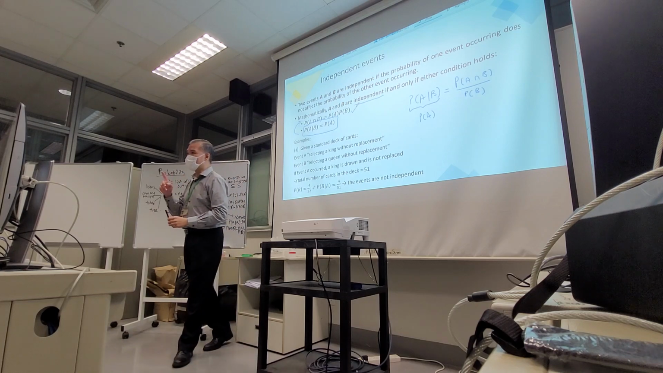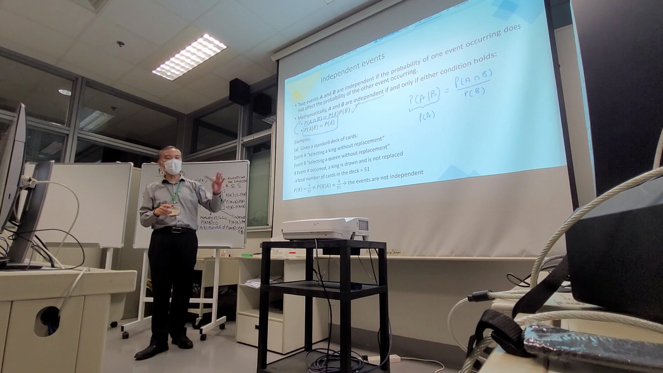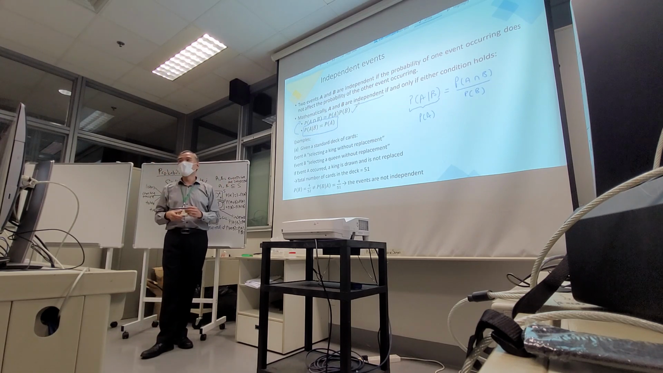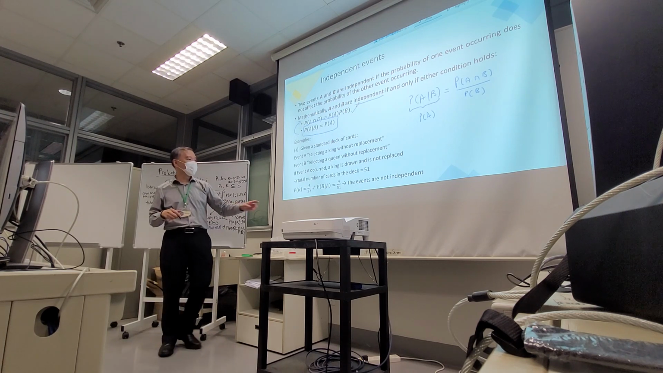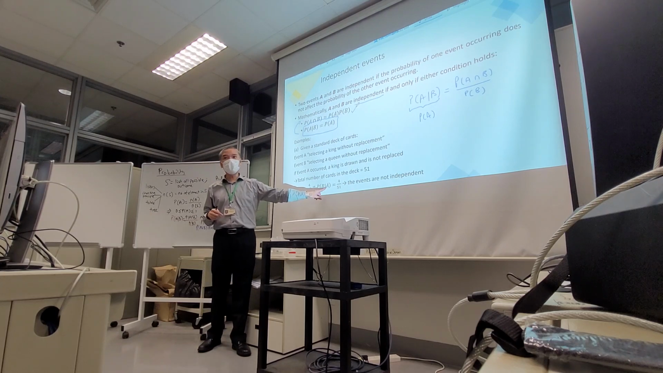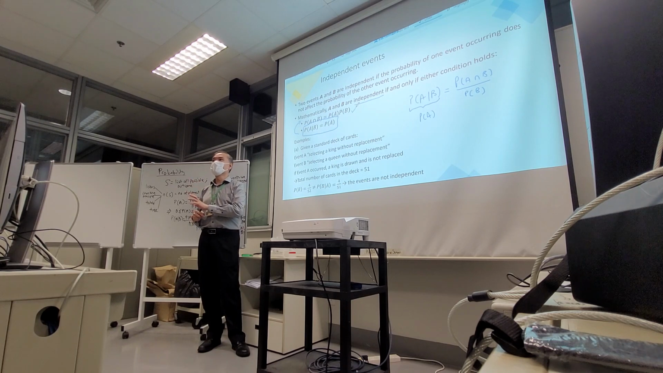Now my question is this: how do you make these two events independent? You have to do something to make it independent. Very easy. You want to make the probability of B equal to the probability of B given A. That means I don't care whether A has occurred, the probability of B is still the same. What should you do in this case?